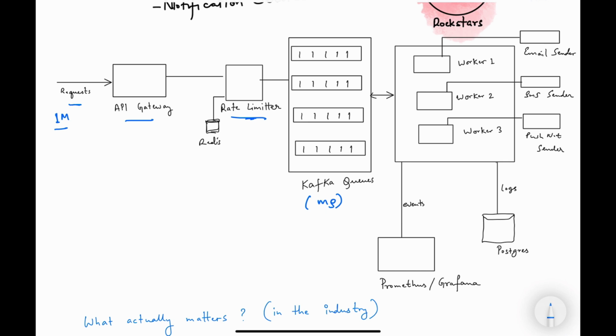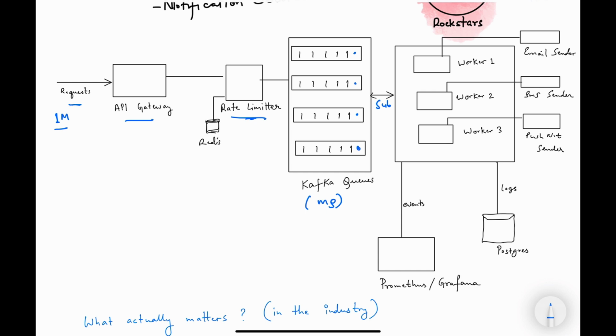Once the notifications are placed on these queues, we have multiple workers or multiple machines that are subscribed to these queues. So they have a subscription on these queues. Once a message is placed here, let's say this is a message, this is a message, this is a message, and this is a message.